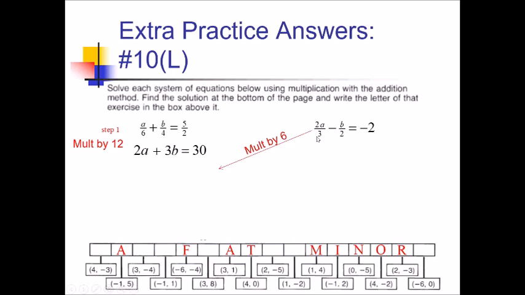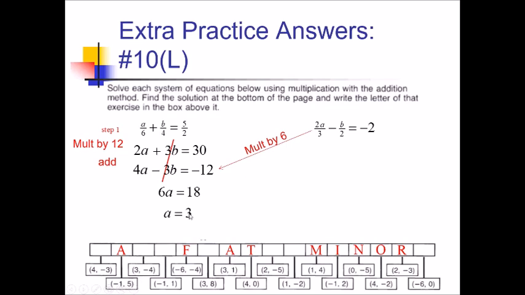So multiplying by 6, we end up with 6 times 2a is 12a divided by 3. That's 4a. And we just said that 6 times negative b over 2 gives us negative 3b, which is what we were looking for anyway. And then finally, 6 times negative 2 gives us negative 12. So adding these two equations together, right away those 3b's are canceling. 2a and 4a adds up to 6a, and then 30 plus negative 12 gives me 18. Dividing by 6, I end up with a equals 3. And now I'm going to plug that back in somewhere to come up with a b value.